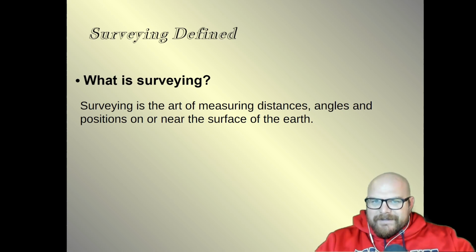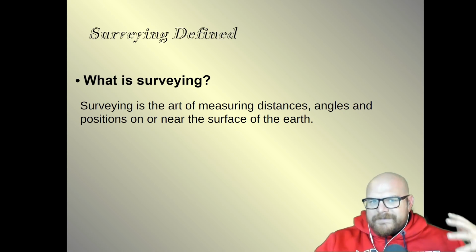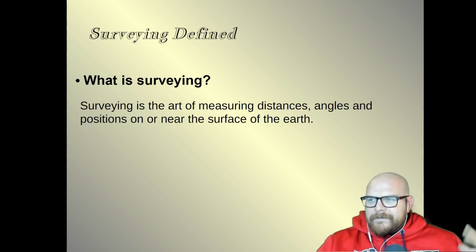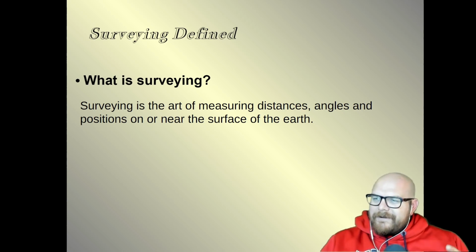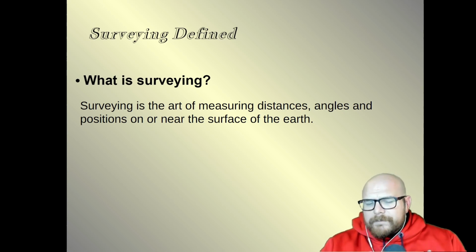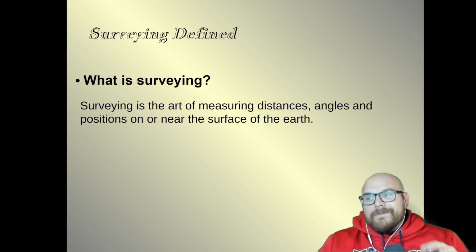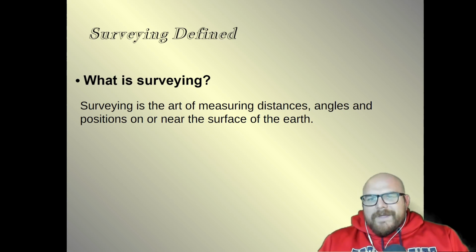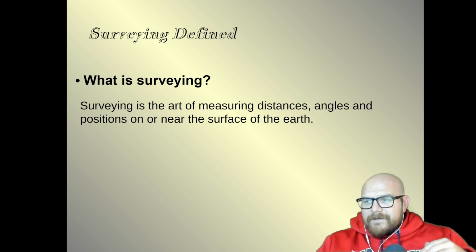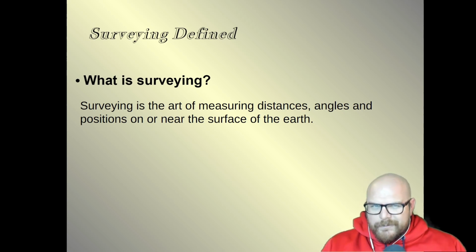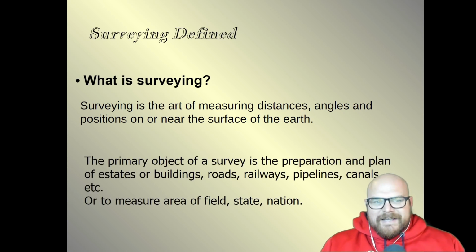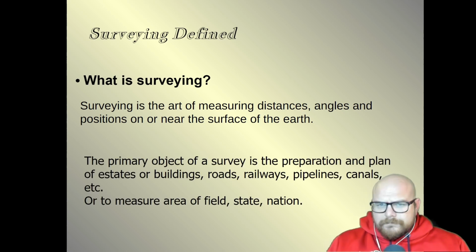So when we talk about surveying, we've got to understand what surveying is. Surveying is basically measuring distances, angles, and positions on or near the surface of the earth. In some cases, we're going to account for the curvature of the earth. In most of the cases we'll be dealing with, we're really not going to be focusing on the curvature of the earth. We're going to assume, even though it's not a flat earth, that the earth is flat because of the large scale of what we're dealing with and the small distances that we're going to be measuring. We don't actually need to take that into account.